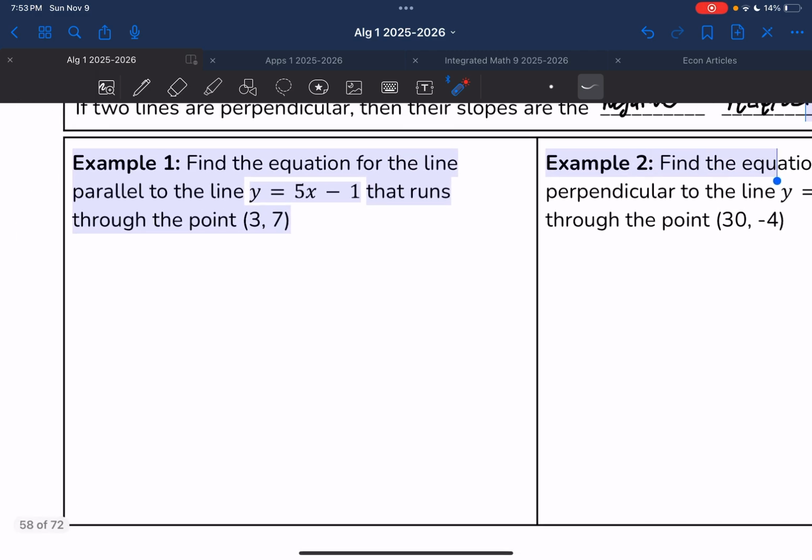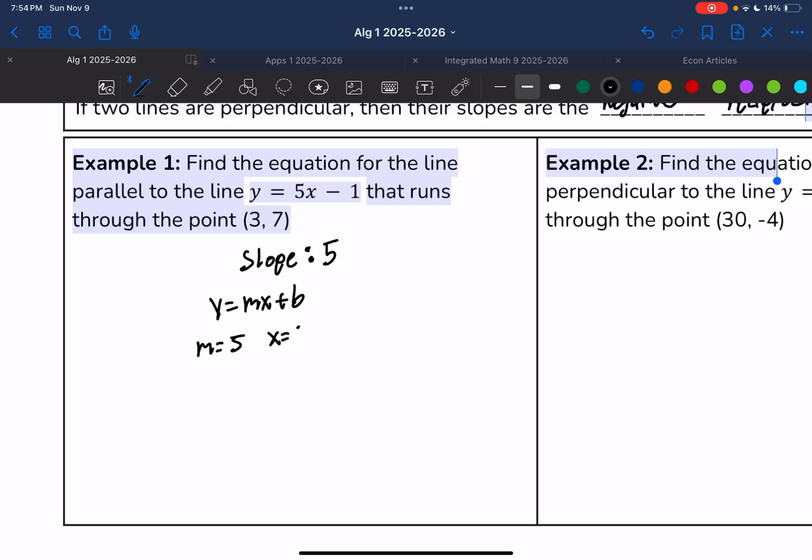All right, looking at example 1 down here, find the equation for the line that's parallel to the line y equals 5x minus 1 that runs through the point 3, 7. Well, if they're parallel, then we automatically know the slopes are going to be equal. Specifically, the slope is going to be 5. That means if we have a y equals mx plus b equation, we know that m is going to be 5.